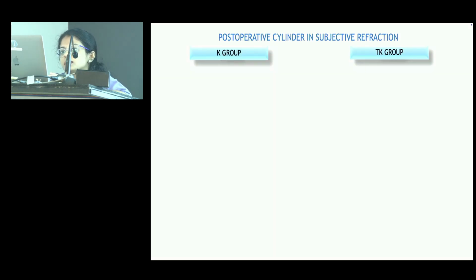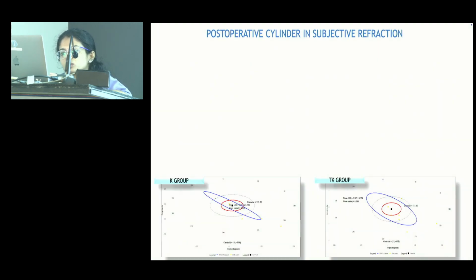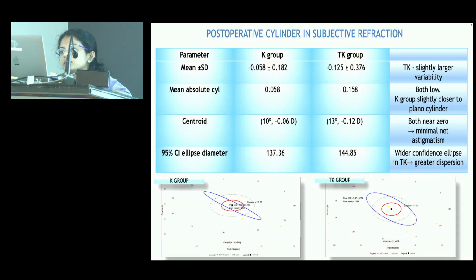On 91 eyes. When we look at the postoperative cylinder in subjective refraction, this was the double angle plot. This explains that the mean was higher in the total keratometry group. We can see slightly larger variability also in the total keratometry group, and mean absolute cylinder both were low, but the K group is slightly closer to the plano cylinder. When we look at the centroid, both were near zero, which indicates minimal net astigmatism. For the 95% confidence interval ellipse diameter, we can see a wider confidence ellipse in the TK group, which indicates a greater dispersion.